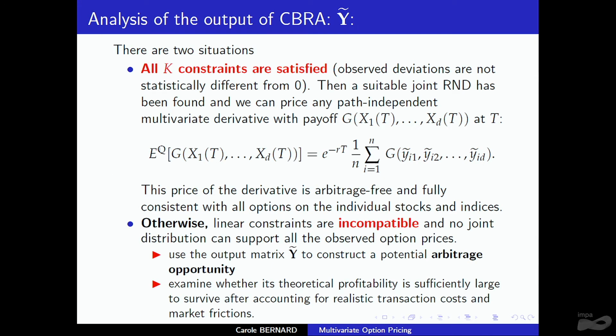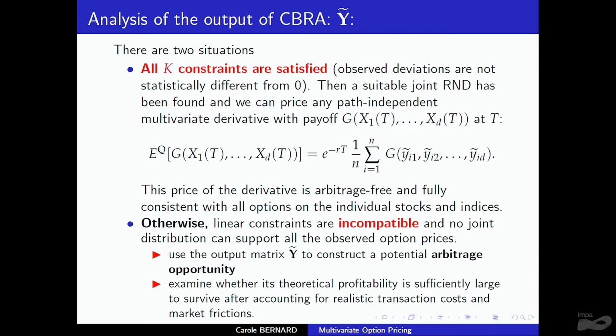Two possible situations can happen. The first one is that you're lucky, or the market is nice, and all your constraints are satisfied. So now you find a model that satisfies all your margins, so it's consistent with options on individual assets, and also options on all the sub-indices that you have put inside the machinery, inside the constraints. And then you can price anything using this model. And this price is kind of model-free, because we have made no assumption except taking into account the marginal distributions that are given from the market and that are extracted in a model-free way.